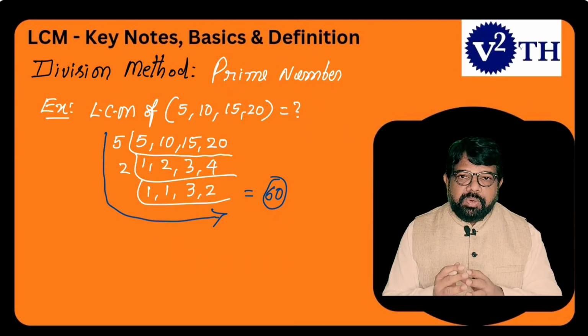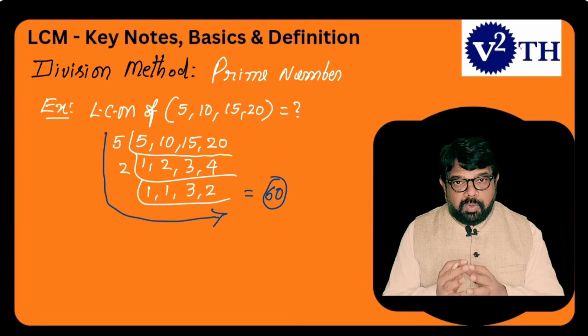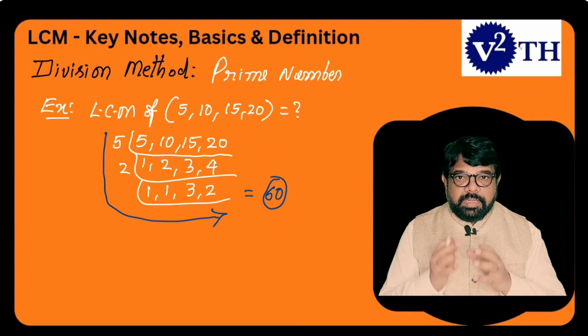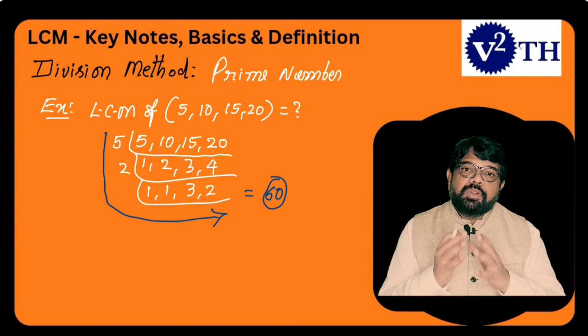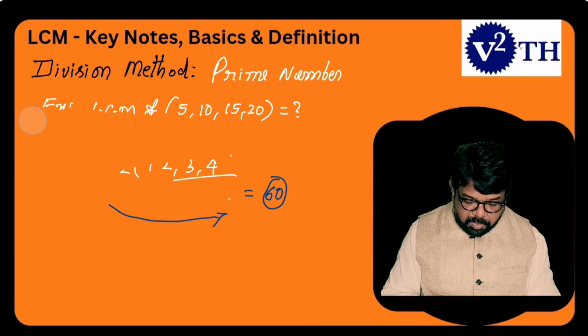So in the division method, what do you do? You divide the given numbers with prime numbers only. But which prime number do you take? One that divides at least 2 given numbers. That strategy you have to follow. So I will explain one more example.